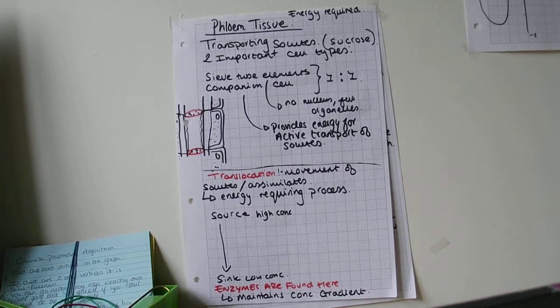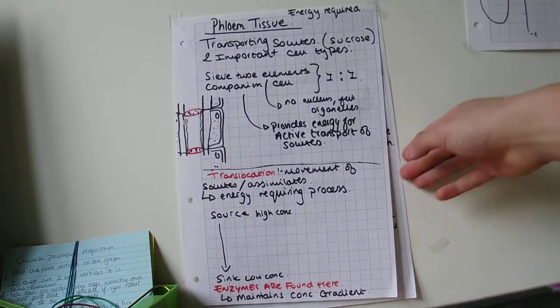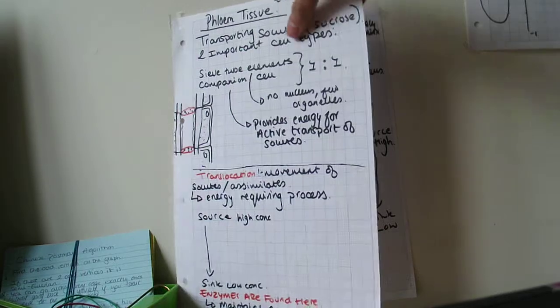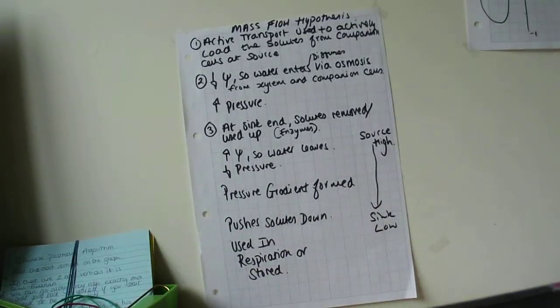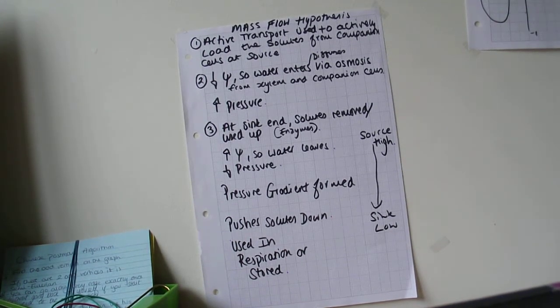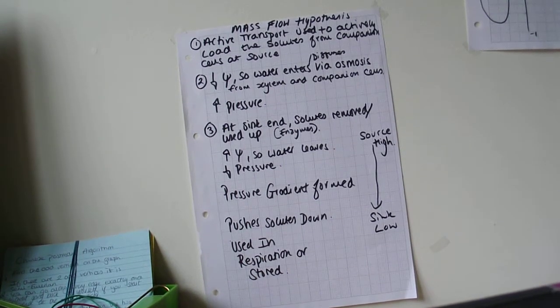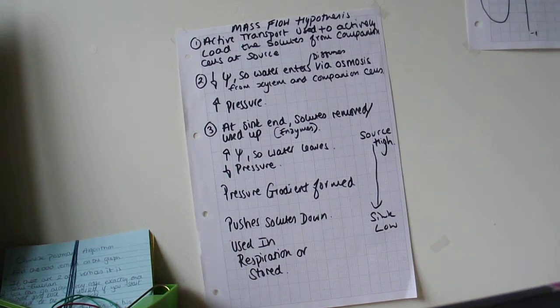So that's what we really need to know about phloem tissue with that. And now we're going to move on to the mass flow hypothesis. Right, so in the mass flow hypothesis, basically it's understanding why things move from the source to the sink. So we've got active transport of the solutes going from the companion cell into the sieve tube element into the actual main vessel.